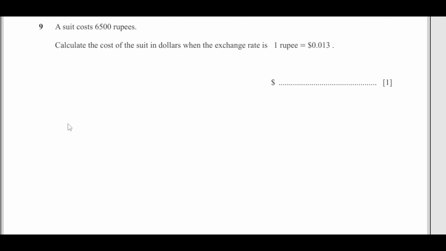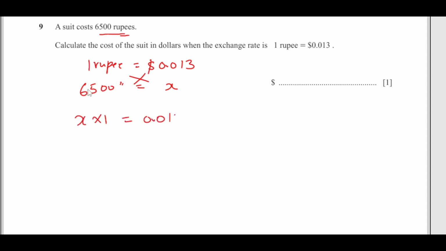Next one, we have a suit costs 6,500 rupees. So we are given that 1 rupee is equal to $0.013, and we are calculating the cost of 6,500. So we have rupees this side, we are going to write down these rupees here and how much is in dollars. So just cross multiply. So this is x times 1 equals 0.013 times 6,500. So when you multiply, you get this as $84.5.